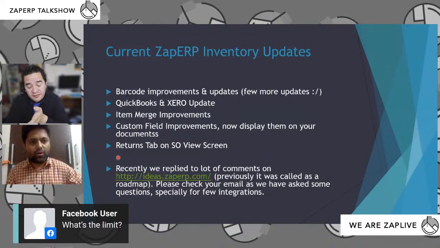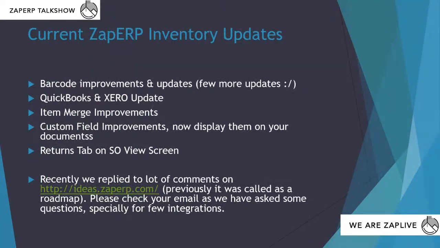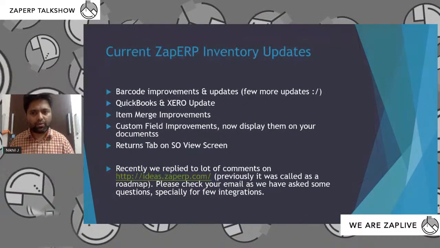Okay, so the next one is that I just added a comment regarding ideas.zaperp.com, because I think initially this subdomain used to be called roadmap.zaperp.com, but now it is ideas.zaperp.com. So we just changed the subdomain.